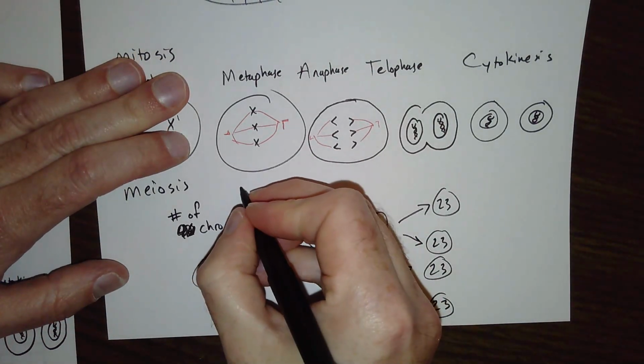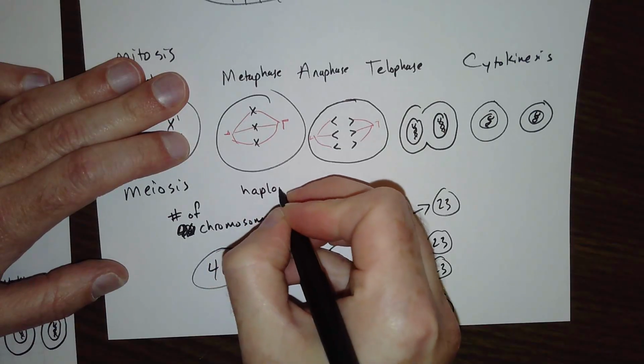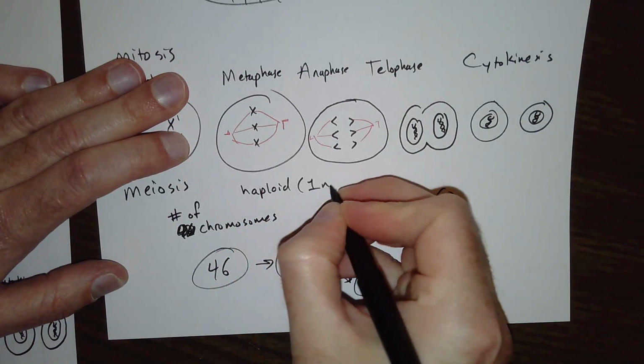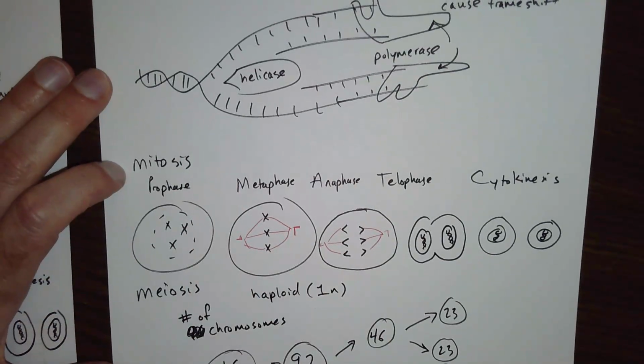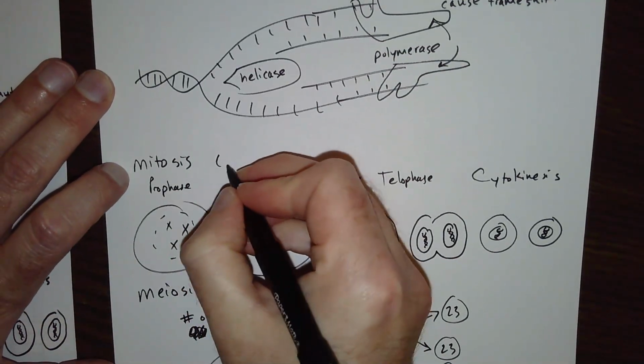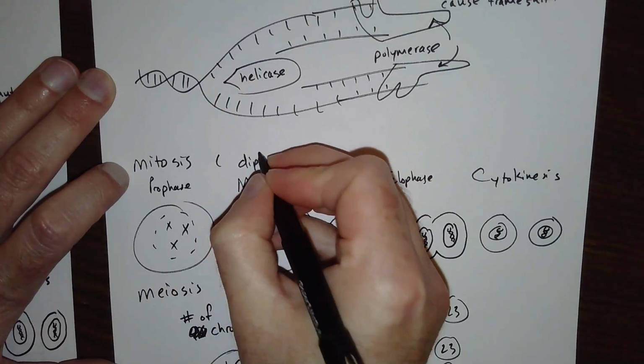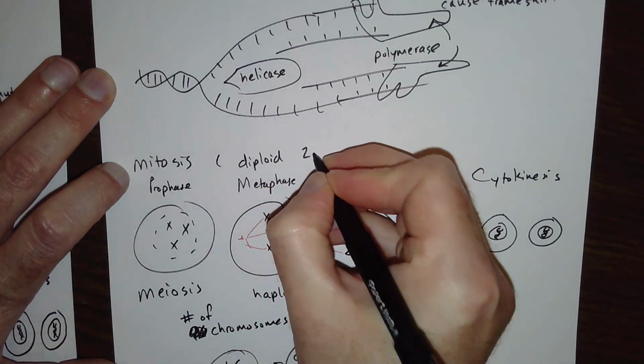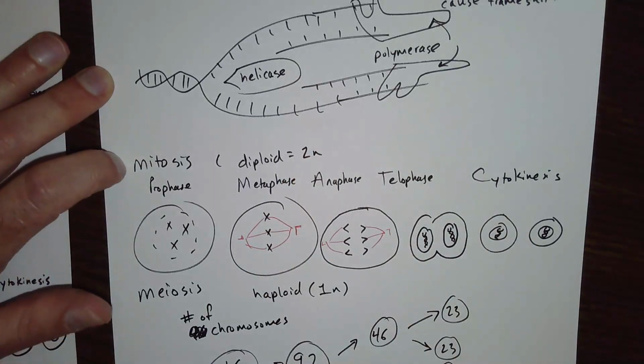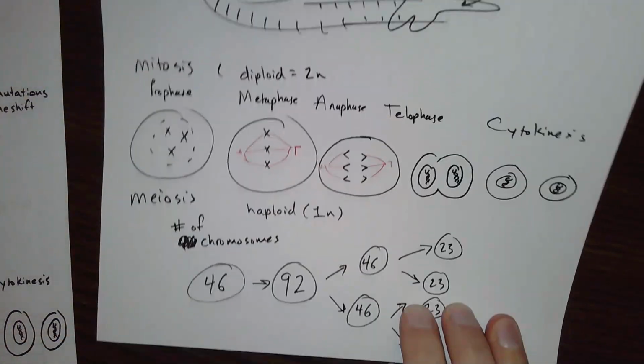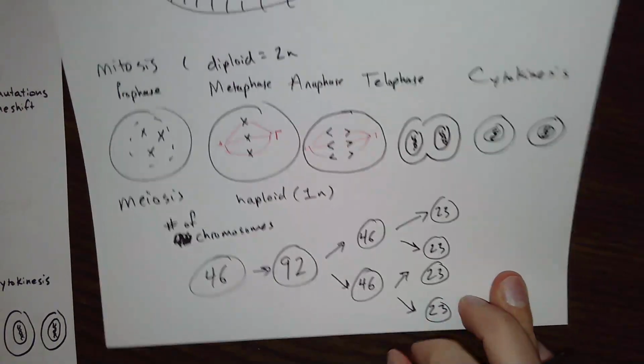It's worth for us to remind that we're making haploid cells right here, and these are designated 1N, and that up in mitosis we're making diploid cells, which are designated 2N. 2 copies of each chromosome, 1 inherited from mom, 1 inherited from dad. All right, 2/3 of the way done.